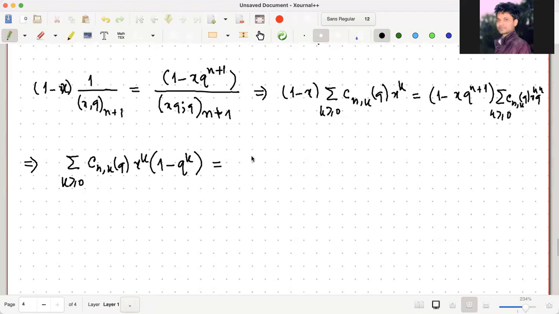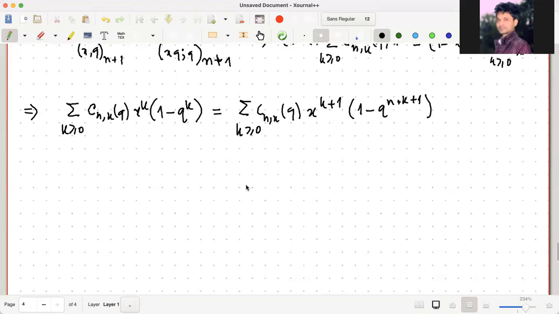And on the other side, I have C n k q, x to the power k plus 1. So this term, minus x to the power k plus 1, will go on this side. And then this x will get multiplied with x to the power k. And I'll have 1 minus q to the power n plus k plus 1, k greater than or equal to 0.